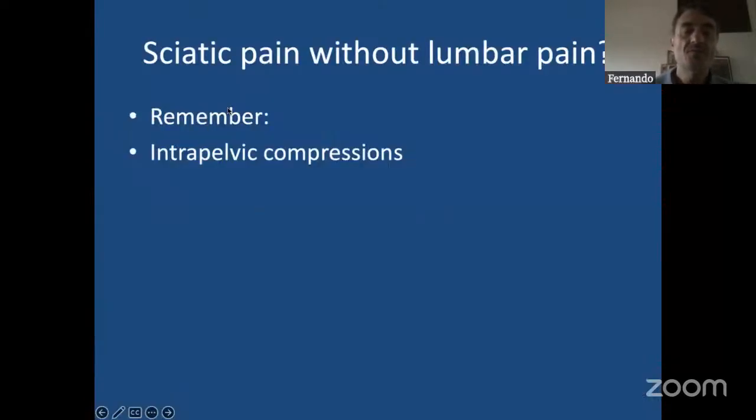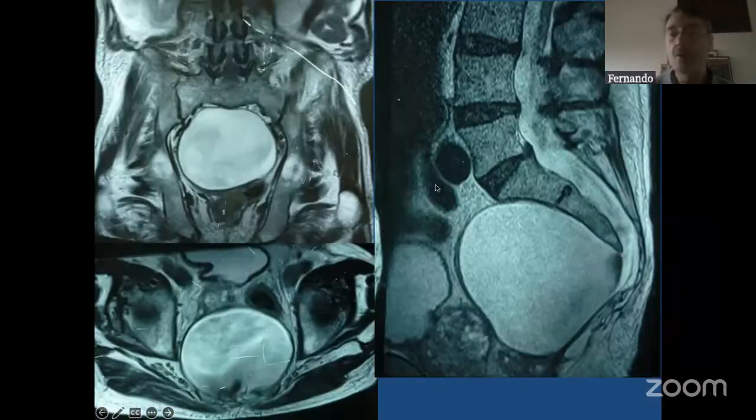But this is important because we need to remember that if we have a patient with sciatic pain without lumbar pain, the patient can have an intrapelvic compression of the sciatic nerve or the nerves that form the sciatic nerve. So I will show you two cases. This is an anterior sacral meningocele, and this is the sacral bone and the nerves that form the sciatic nerve, and this huge mass was compressing the sciatic nerve in the intrapelvic portion bilaterally.